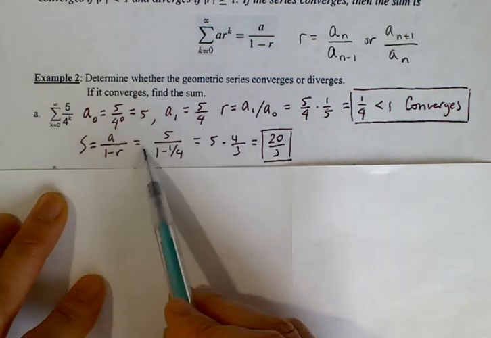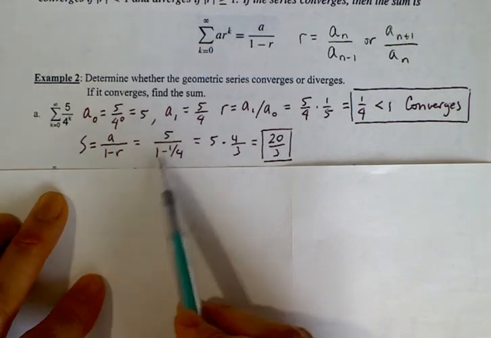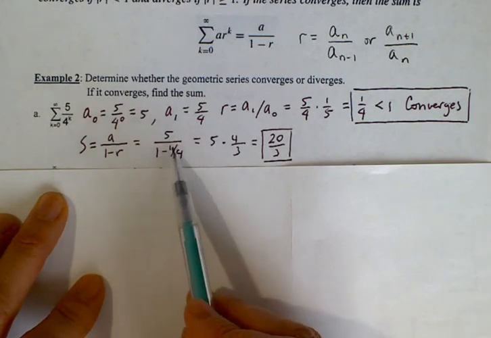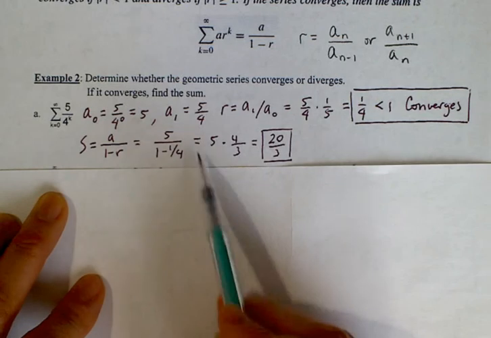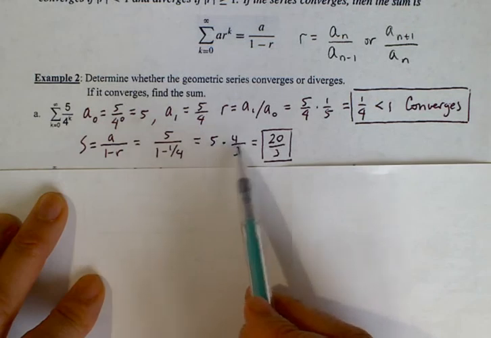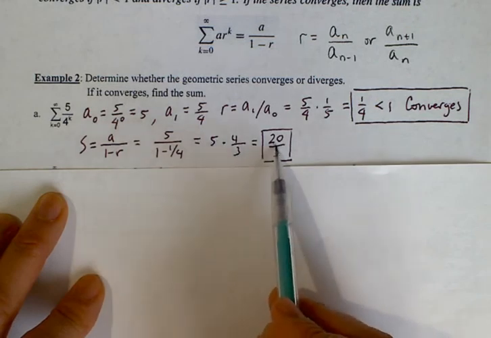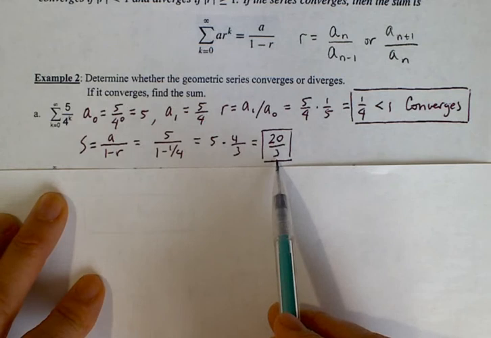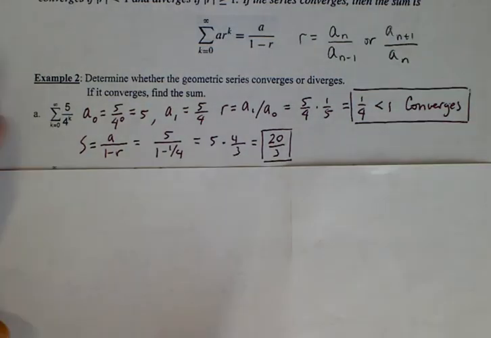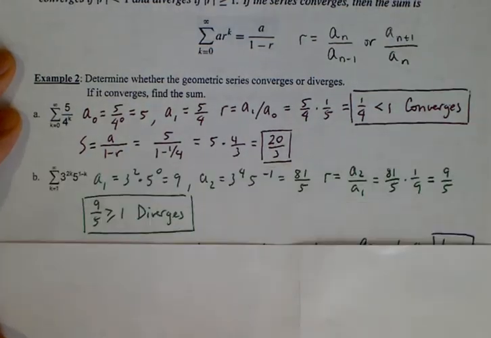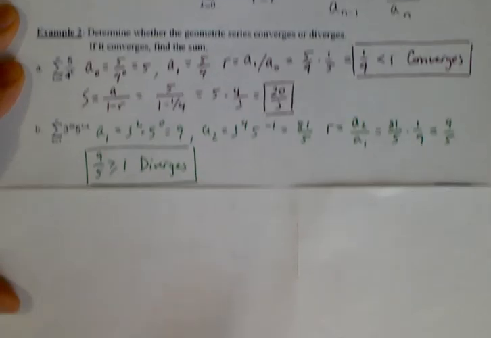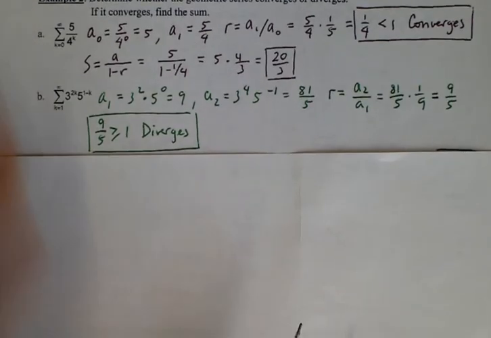So the sum is equal to the first term, a, divided by 1 minus r, which is equal to 5 divided by 1 minus the common ratio, 1 over 4. That is equal to 5 times 4/3, so the sum is 20 over 3.